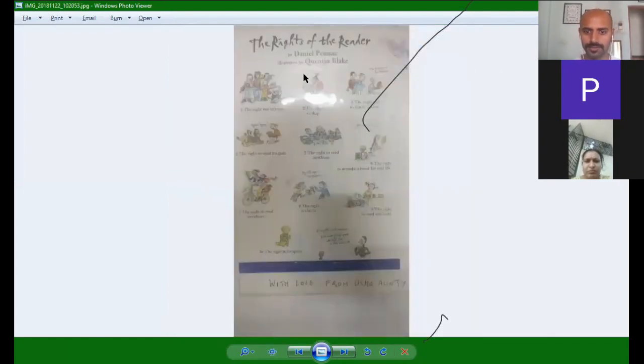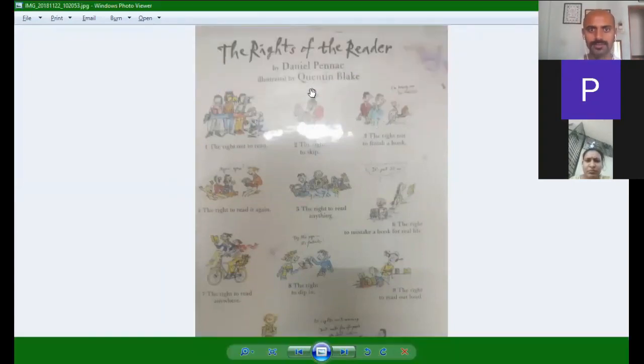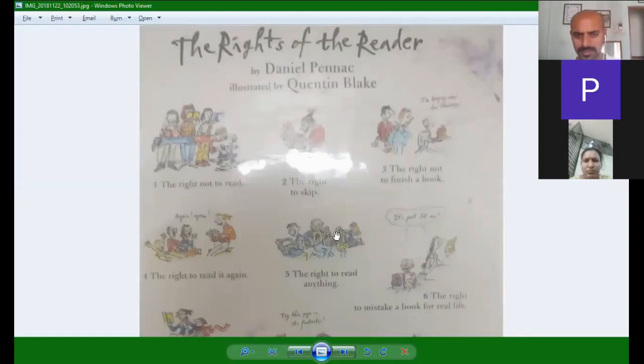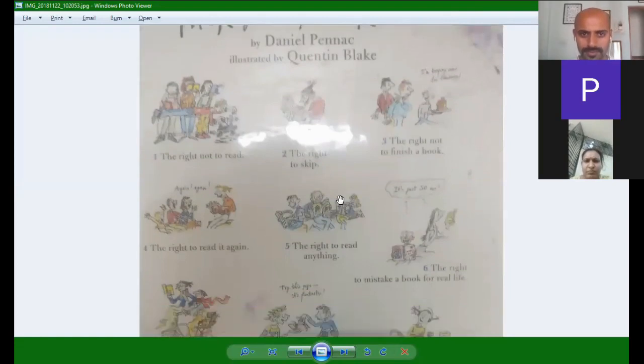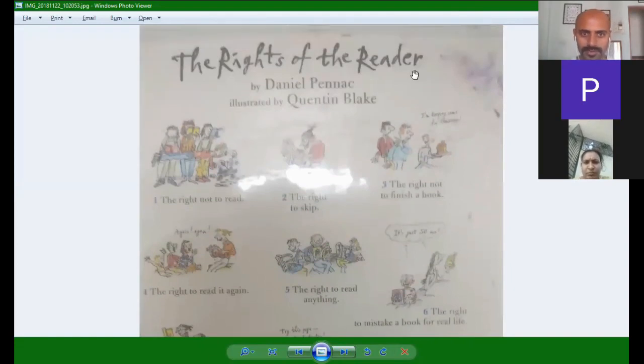Okay. Now this is just something that I noticed in one of the schools that I was visiting. So they had put this up near the library, and I'm sure you can pick these kind of notices up or charts up anywhere you go. So you have the rights of the reader.